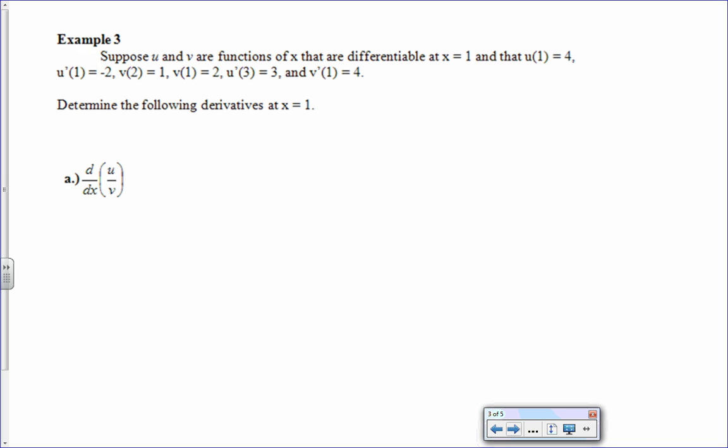And at the derivative, if we put in 1, we get negative 2, so forth and so on. So determine the following derivatives. I don't know what function u is. I don't know what function v is. But I do know I can take its derivative at 1.